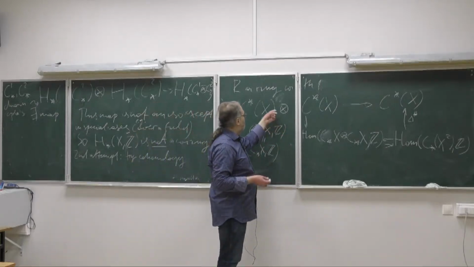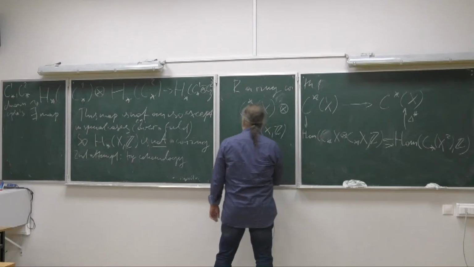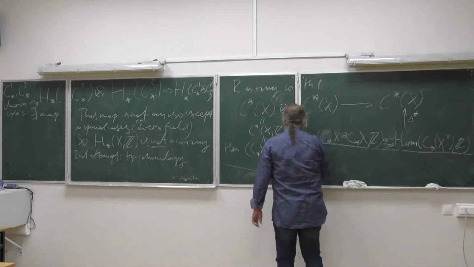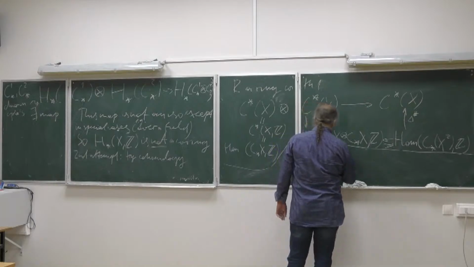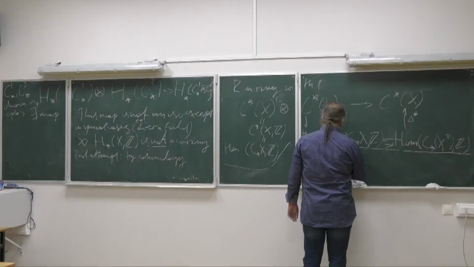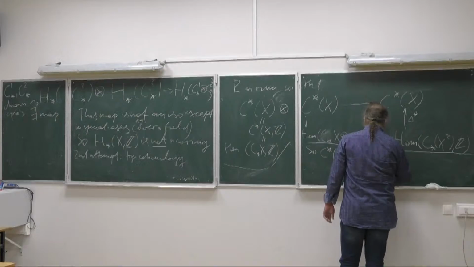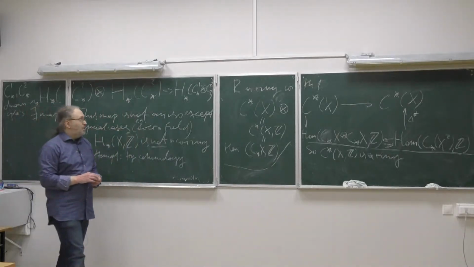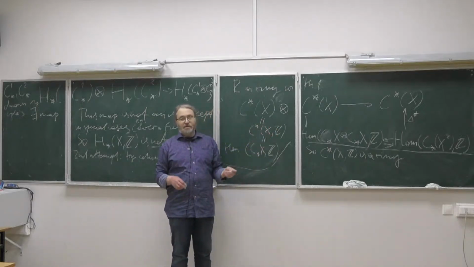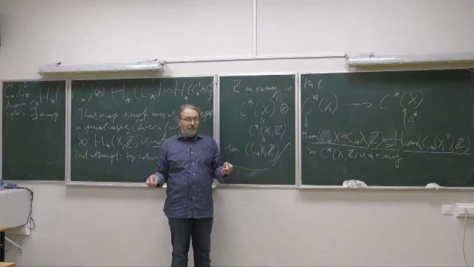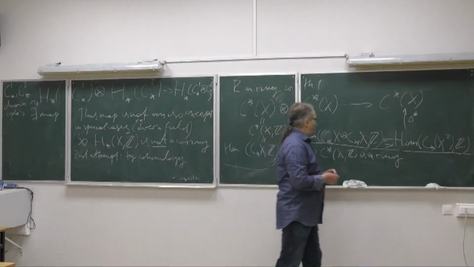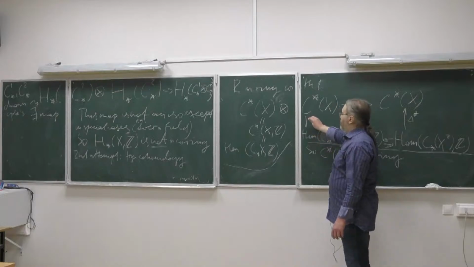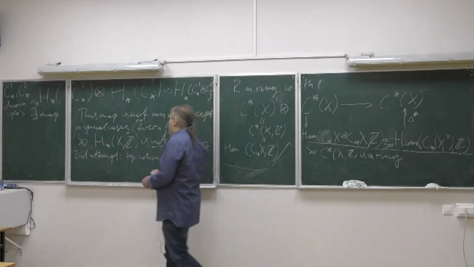So what we get is the following thing. We see that the singular cochains of any space is a ring, which we get using this diagram. Okay, let me explain this arrow.